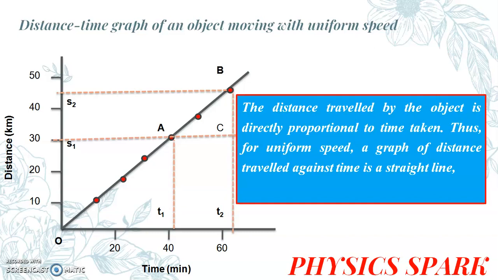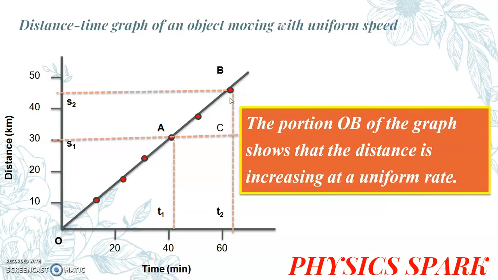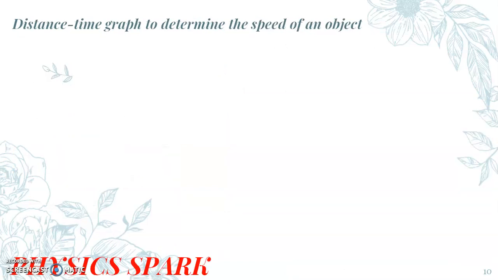Then for uniform speed, the graph of distance time is a straight line. The portion OB of the graph shows the distance is increasing at a uniform rate. Now we can find the speed of an object using the distance time graph. Here we will plot it.